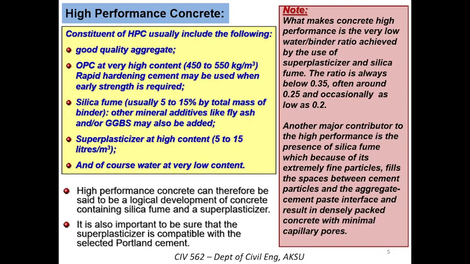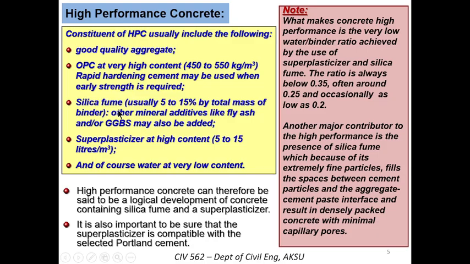Okay, so still on high performance concrete, these are the constituents of high performance concrete. They usually include a good quality aggregate, not just any aggregate. Then ordinary Portland cement, but at a very high content, usually between 450 to 550 kilograms per meter cube of concrete. Sometimes rapid hardening cement may be used when early strength is required. That is depending on what you want.